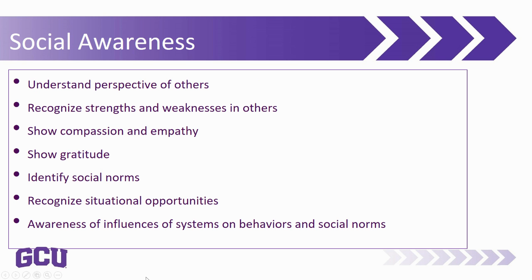And our last competency is social awareness. This is a student's ability to understand the perspective of others, to recognize strengths and weaknesses in others, to show compassion and empathy, gratitude. Can they identify social norms, understanding that what's acceptable in one setting may not be acceptable in another setting and vice versa? Can they recognize situational opportunities? And do they have an awareness of influence of systems on behaviors and social norms?